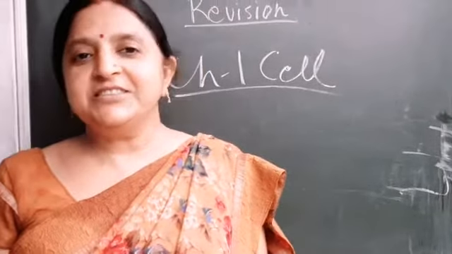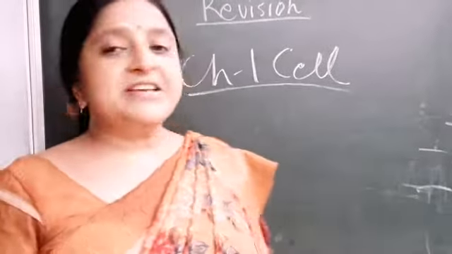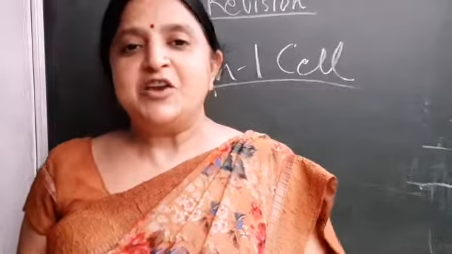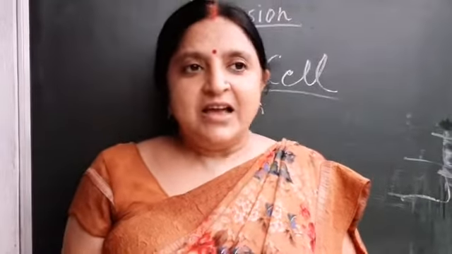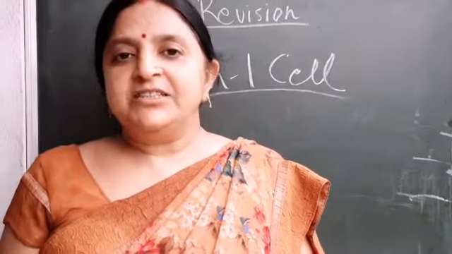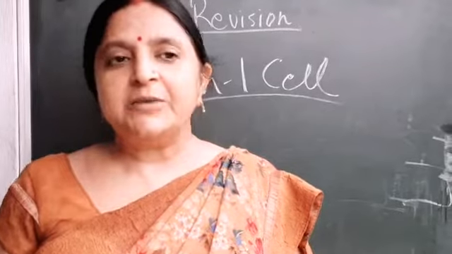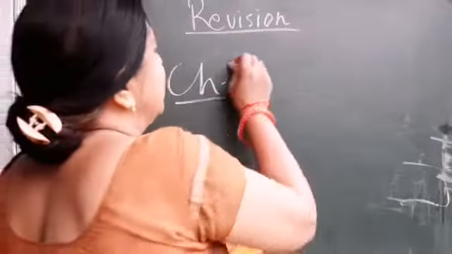The last difference between plant and animal cell is that the nucleus is acentric in plant cell and centric in animal cell. This is all about the difference between plant and animal cell, and we have revised the first chapter in this way. Now we start the second chapter. The second chapter is cell division.